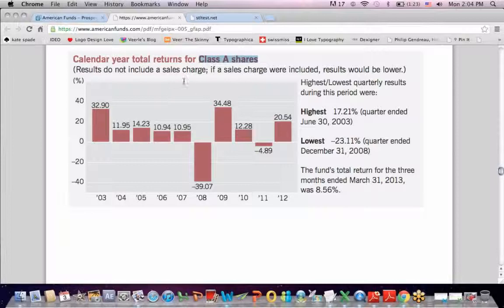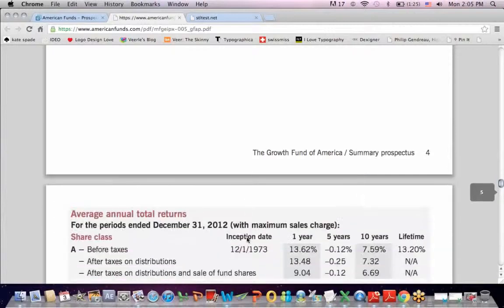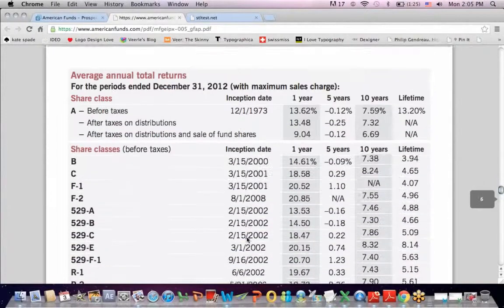So you can see that there's big swings. We had some years where the returns were over 30%. We had a year where the return, 2008, very tough year, was negative 30%. Now, what you should do is compare that with what the overall market did for that same period of time and see how that fits your comfort level.